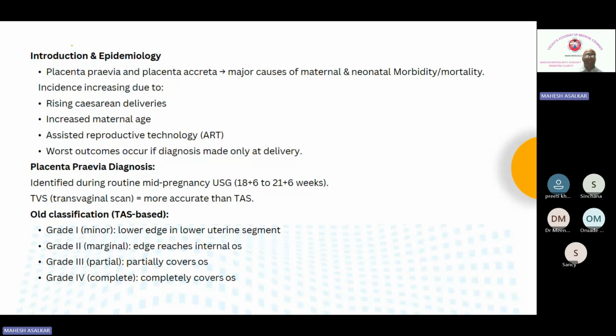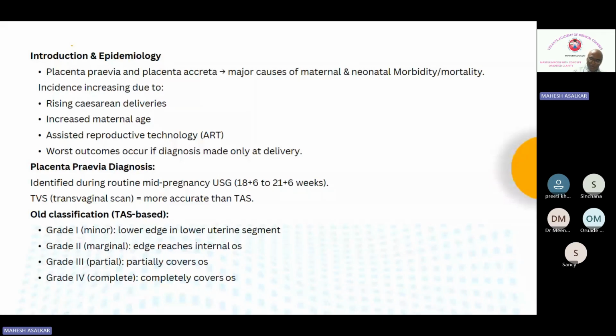Yes. So what they expect is that when you do the mid-trimester anomaly scan, between 18+6 and 21+6 weeks, we have to localize the placenta. At that time, we need to find out and screen these patients for placenta previa. Then you follow that particular protocol, and the mode is TVS. Now, this older classification is not used. It is a transabdominal based older classification, that is grade 1, grade 2, grade 3, grade 4: minor when it is in the lower uterine segment, marginal when it touches the internal os, partially covering the os. Instead of that, what we use is either low lying or previa.